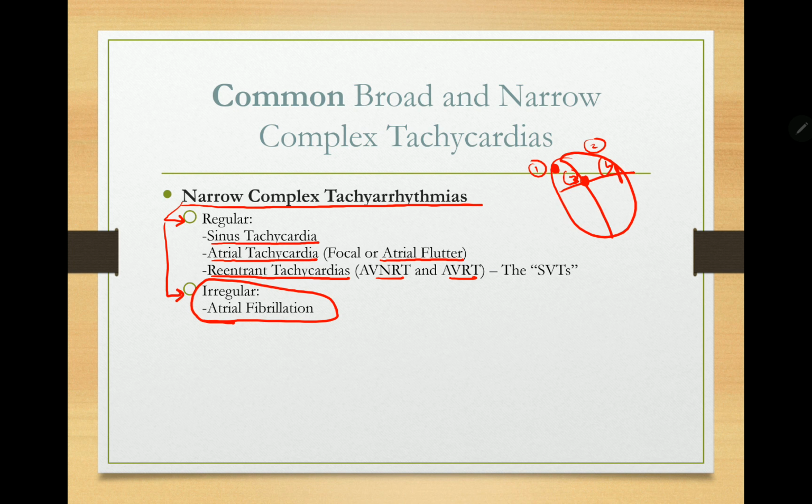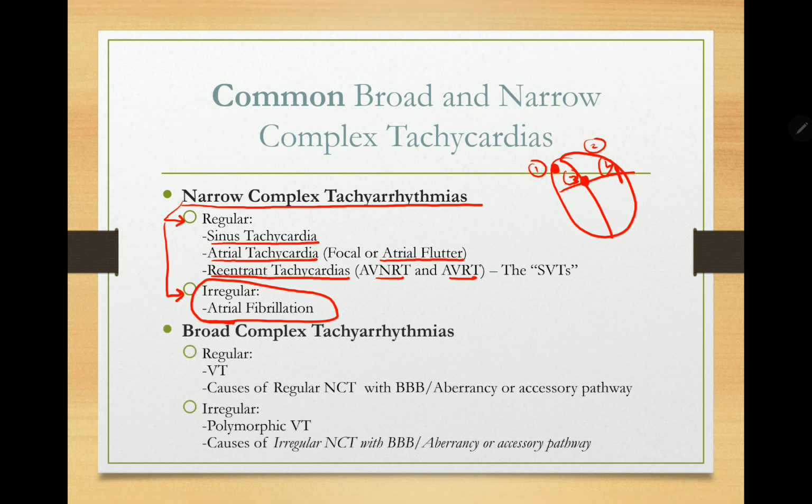It is a very important one as well. And in the broad complex tachycardias, again, either they can be regular, which is VT, or they can be all these causes of regular narrow complex tachycardias with bundle branch block or an accessory pathway, or they could be irregular, which could be polymorphic VT or TDP, or it can be any cause of irregular narrow complex tachycardias with bundle branch block or aberrancy, as we discussed, which is basically AF with bundle branch block or accessory pathway.